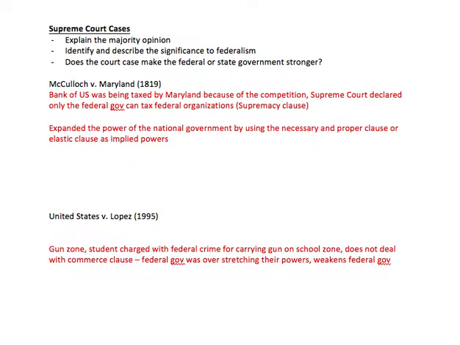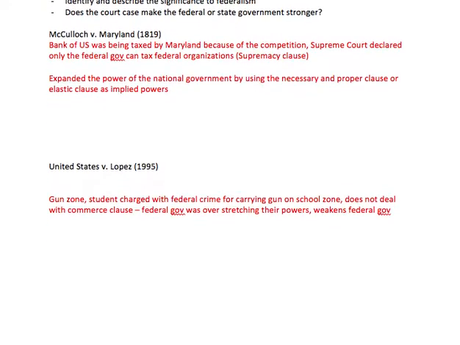McCulloch versus Maryland. This is when the Bank of the U.S. was being taxed by Maryland because they didn't like the competition. Supreme Court did declare that the government can create a national bank because it was necessary and proper for the bank to operate for things like borrowing money and coining money. And also, you can't tax a federal agency because it is the supreme law of the land. So using the supremacy clause there.